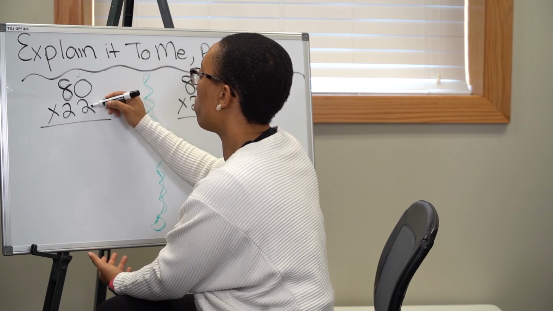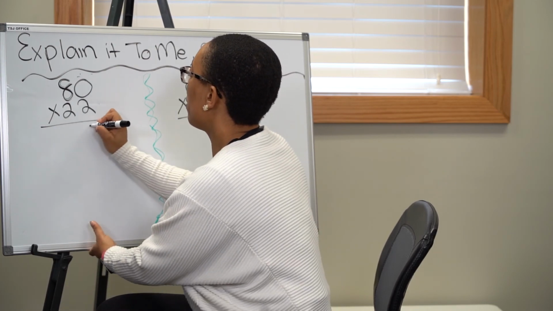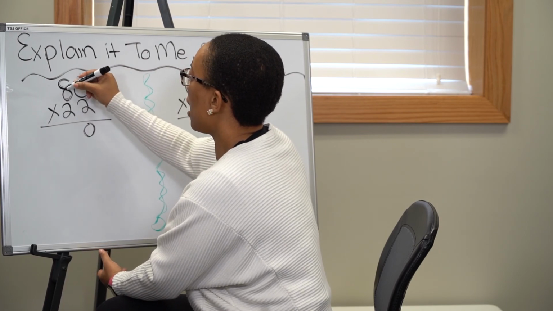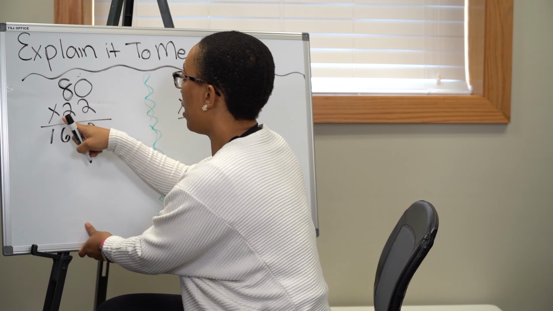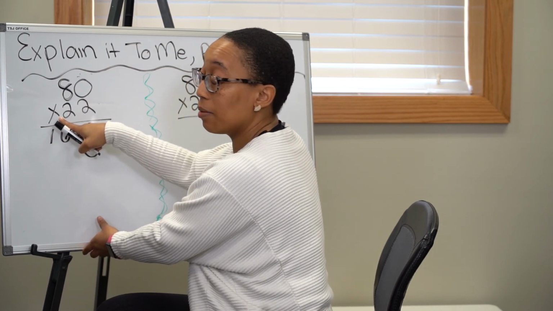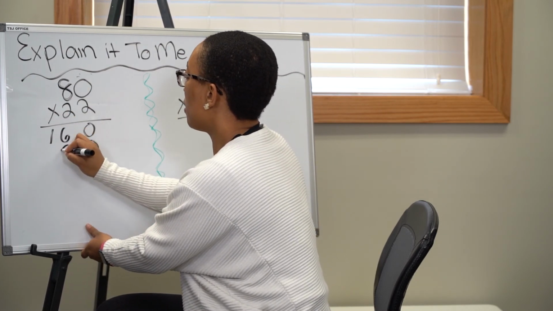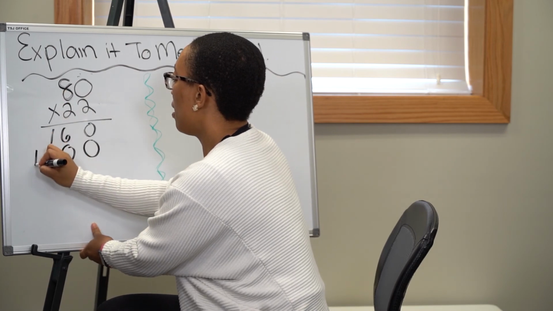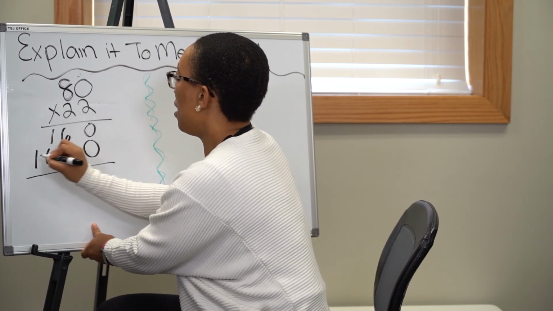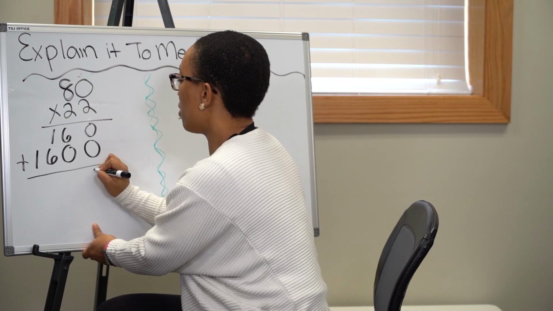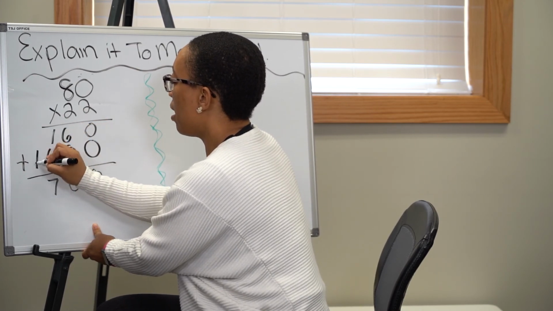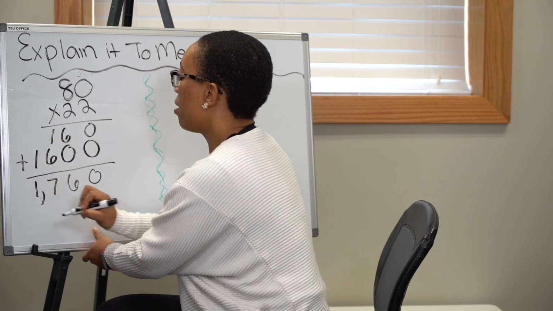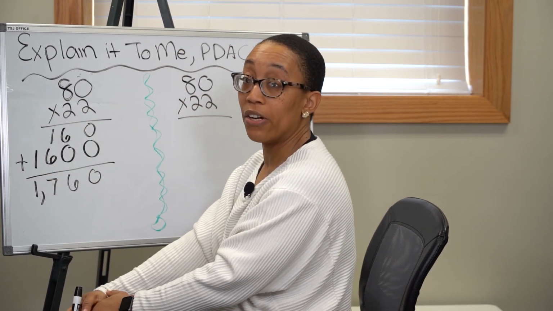So we're going to start with this 2 over here. 2 times 0 is 0. 2 times 8 is 16. We draw 0 to hold the place because I'm moving over to the tens column. 2 times 0 is 0. 2 times 8 is 16. And then you add these down here. 0 plus 0 is 0. 6 plus 0 is 6. 1 plus 6 is 7. And then 1 plus 0 is 1. So we have the answer 1,760.